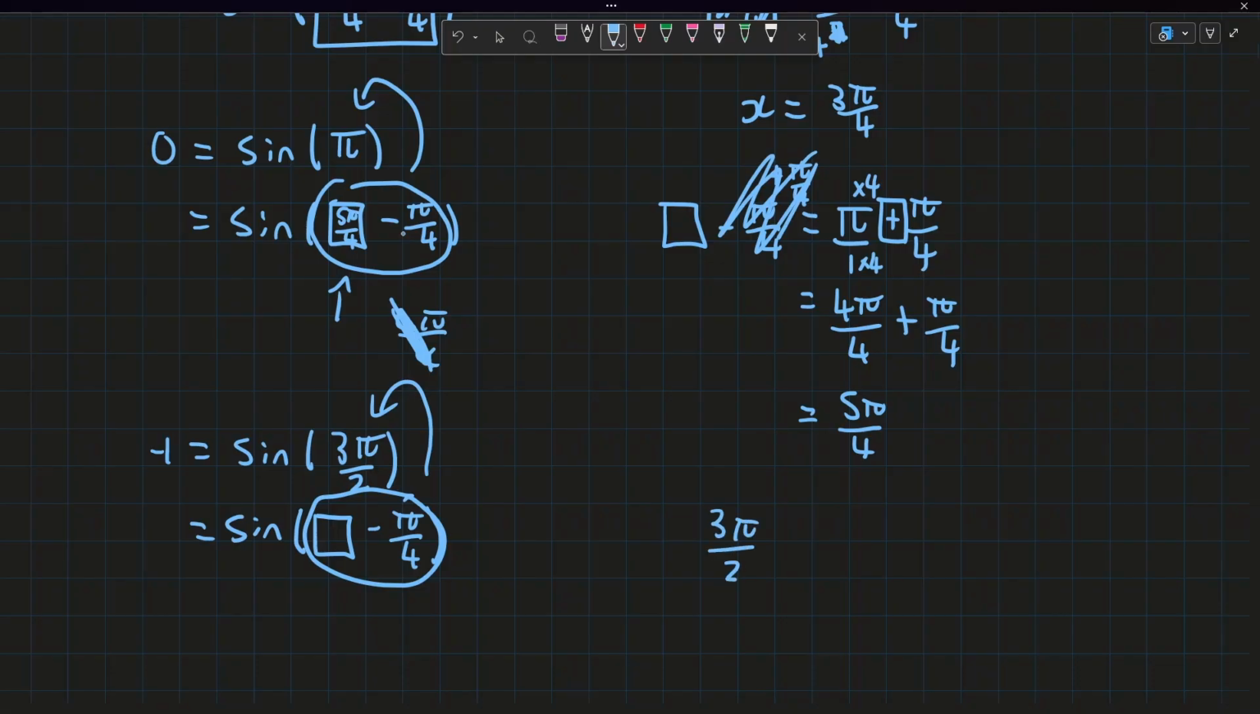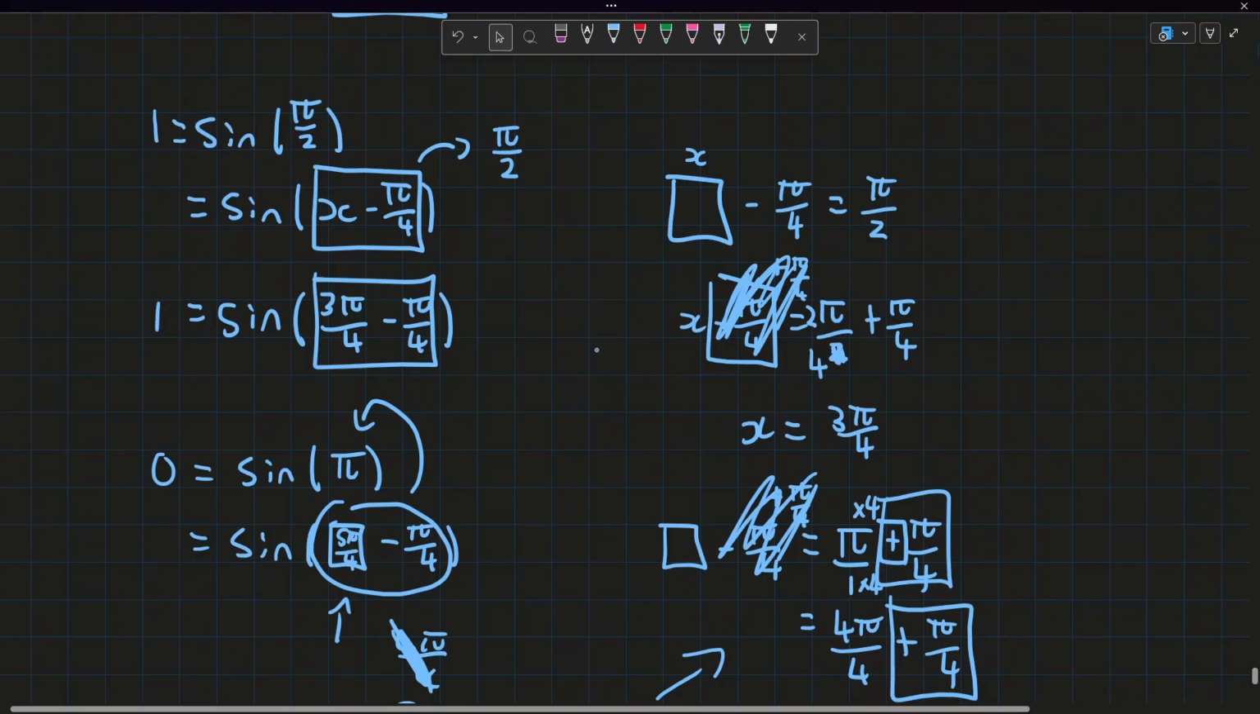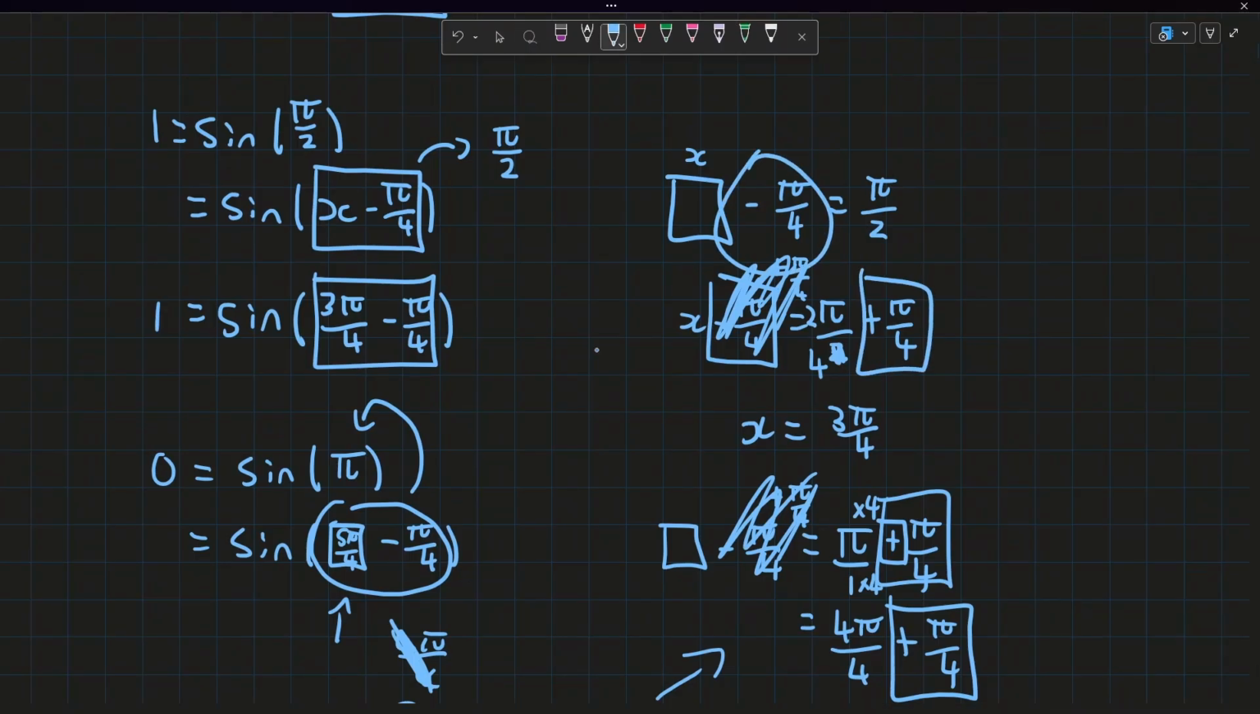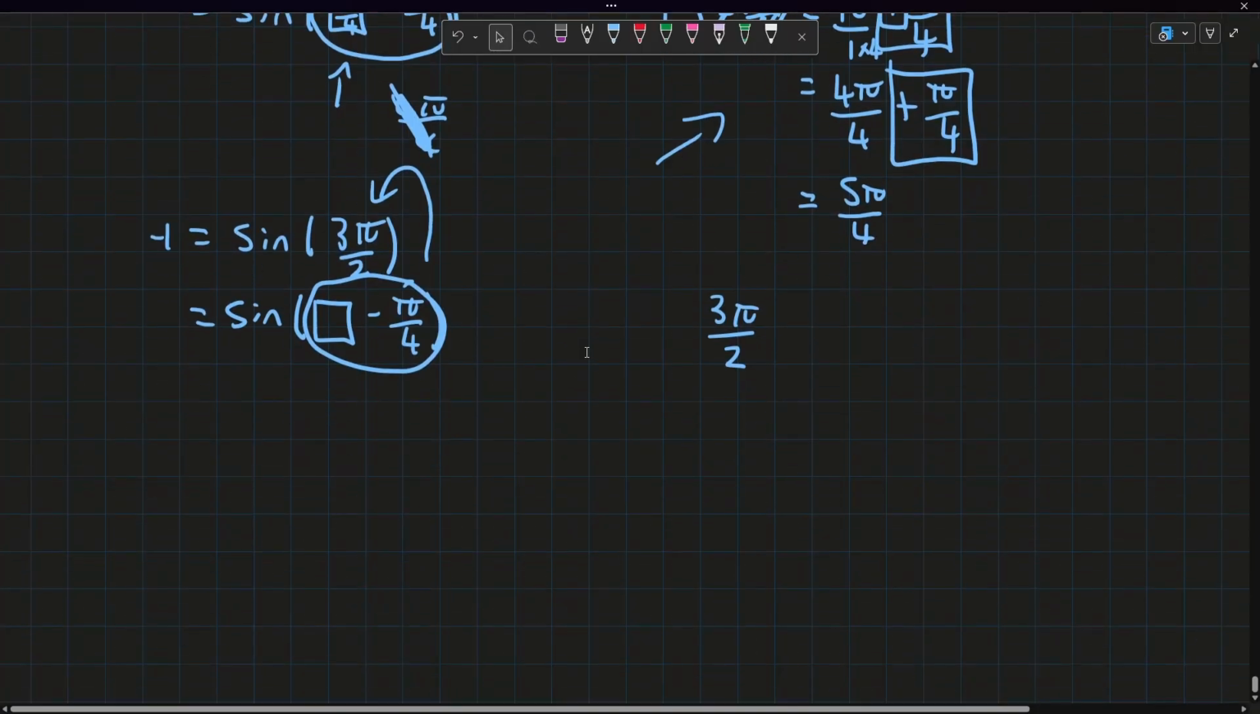So 3 pi on 2. And we're starting to see the pattern here. You can write it out fully and use the algebra. But really, see how we just end up plussing pi on 4? And we did that previously here, plussing pi on 4, because that will cancel out the minus pi on 4 that goes on the left-hand side.